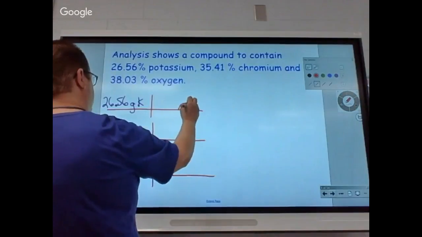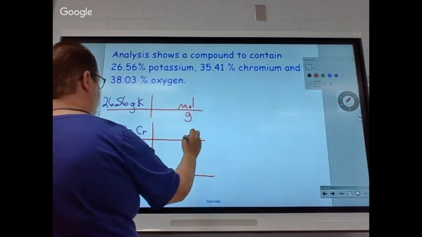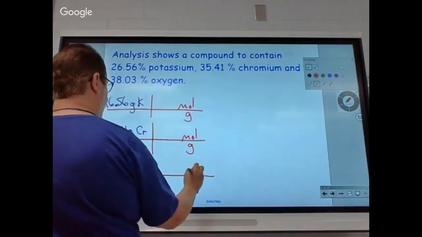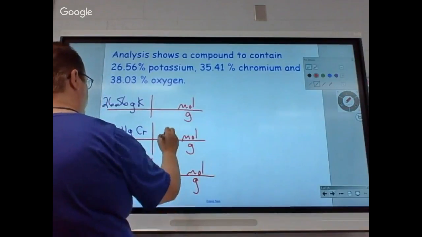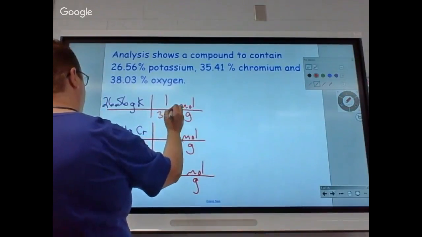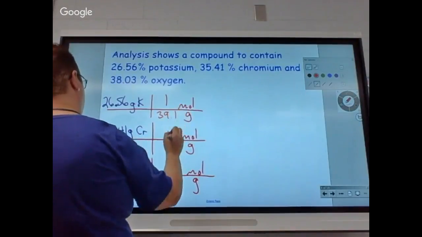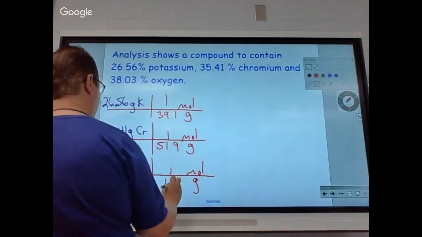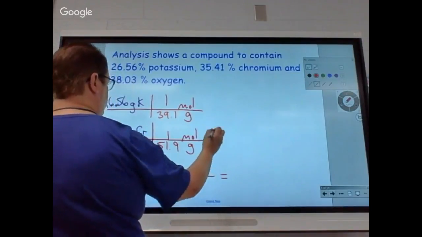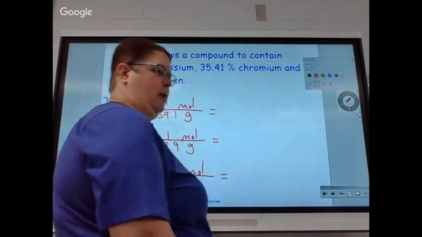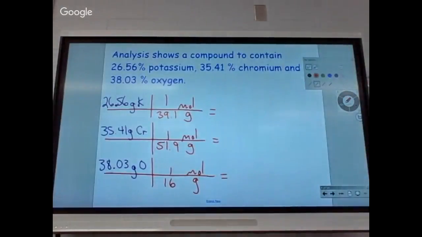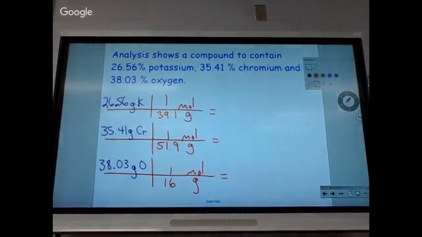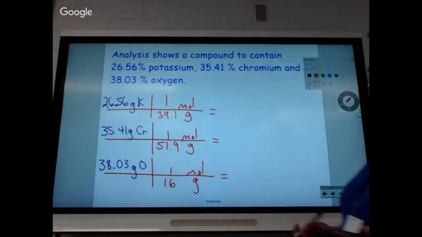Grams to moles, grams to moles, grams to moles. 39.1, 51.9, and 16. Somebody might want to double check. I'm getting old. All right, if it should make you happy.